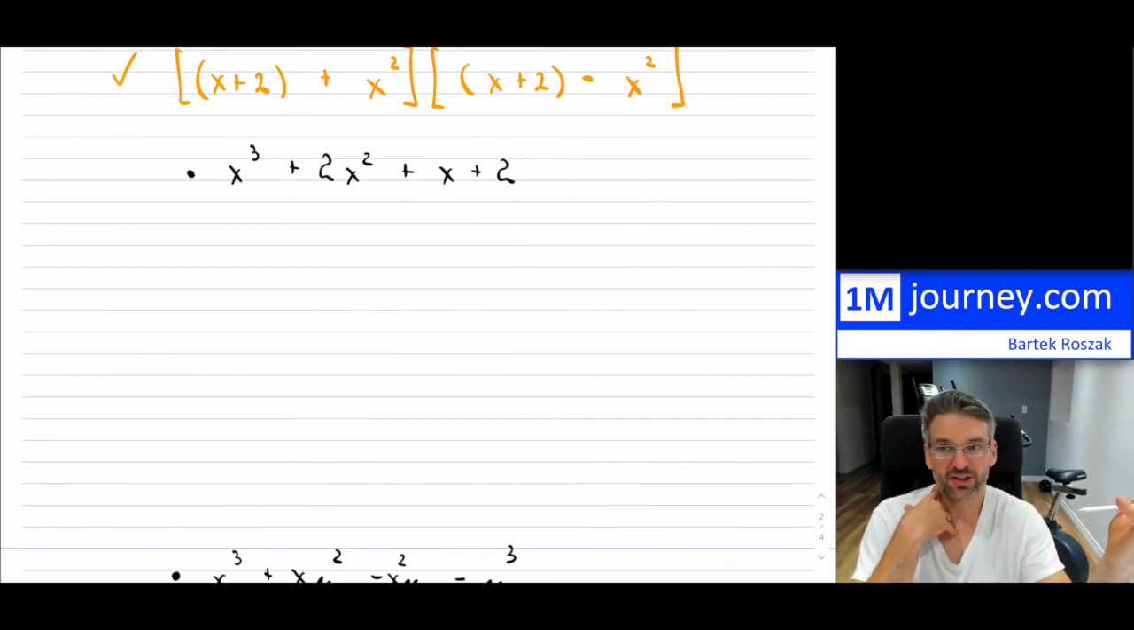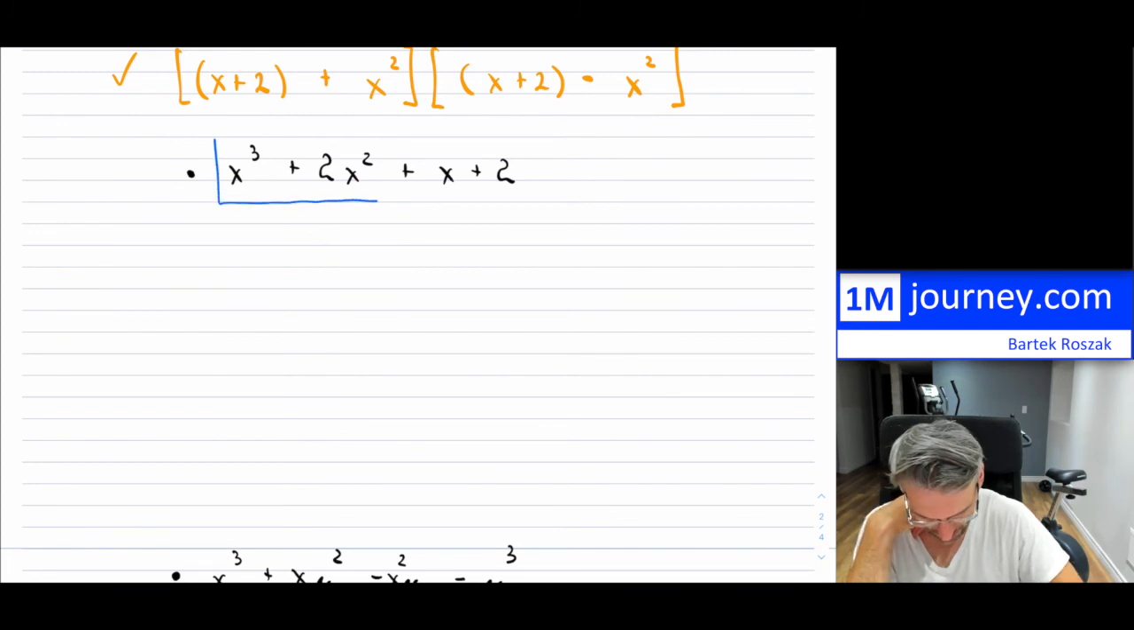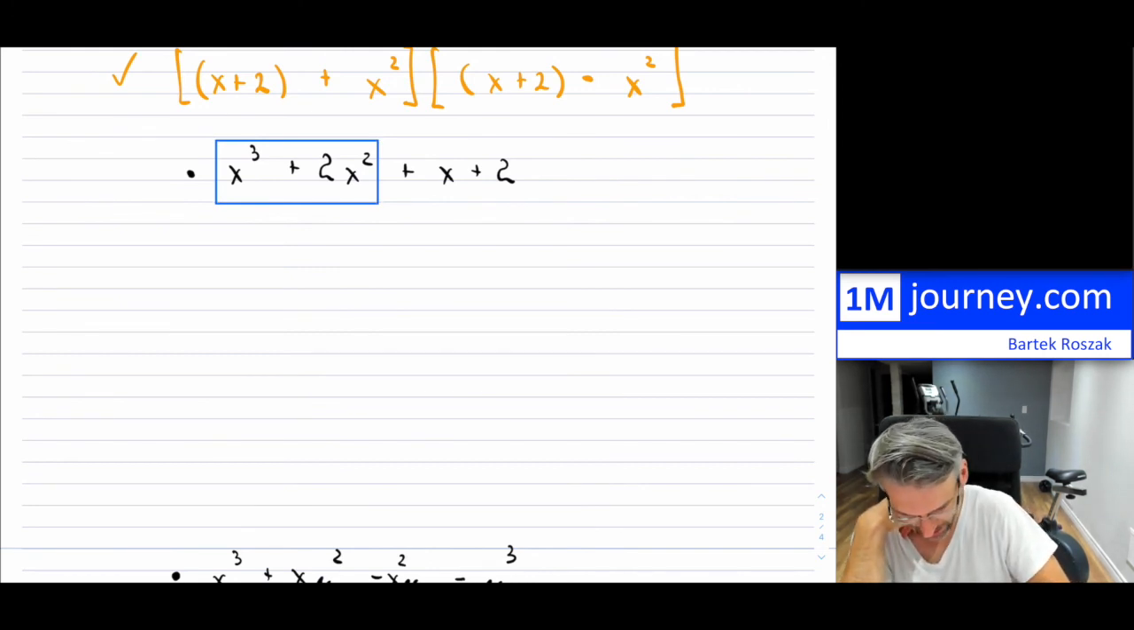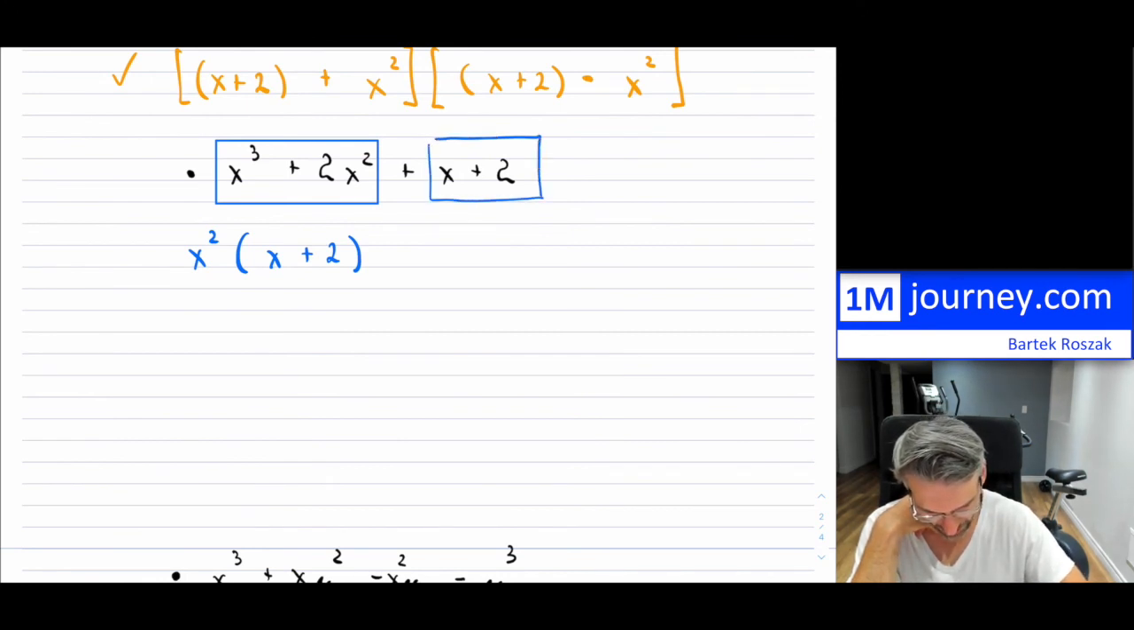And you might get frustrated, but it's one of the nice ways of working with math and puzzles. So I'll group these two things together. If I group these two things together, I do have a greatest common factor between them, and that's x squared. And that's going to leave me just x plus 2. And notice, this right here is now x plus 2 as well.